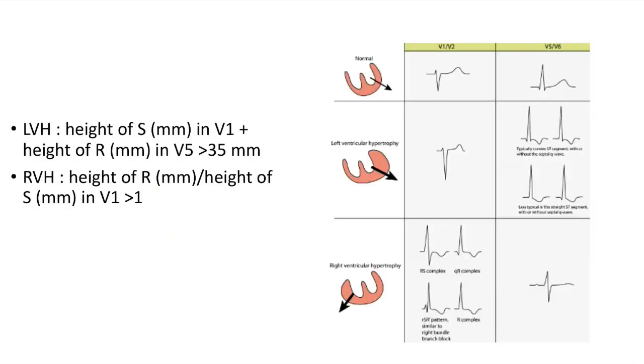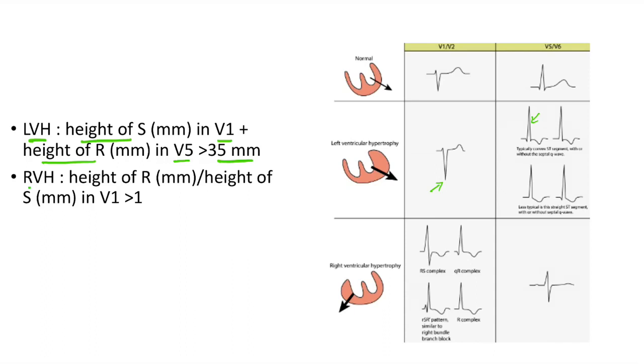Coming to ventricular hypertrophy, in case of left ventricular hypertrophy, the height of S in millimeter in V1 plus the height of R in V5 will be greater than 35 millimeter. As you can see in this picture, the height of S in V1 and the height of R in V5 will be increased in case of left ventricular hypertrophy, and the sum will be more than 35 millimeter.